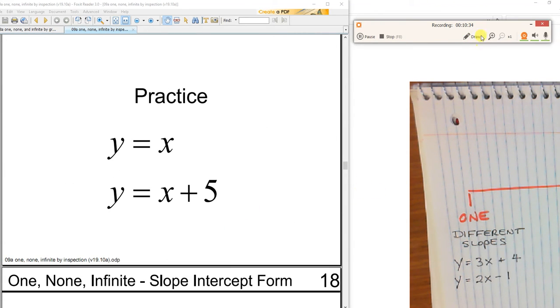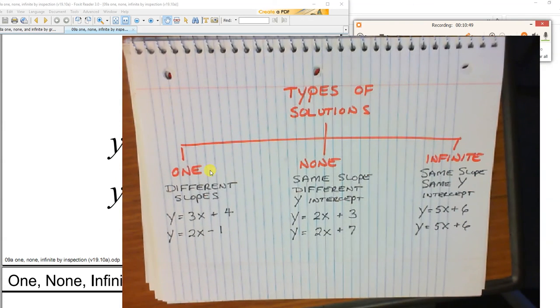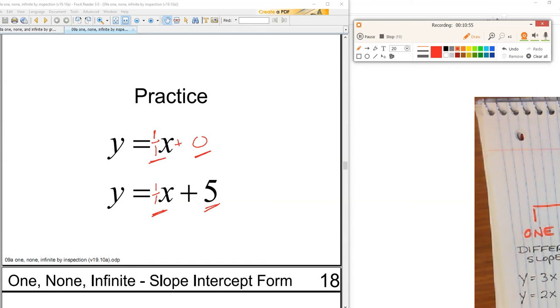Ooh, what are the slopes here? No, let's really make this very obvious what's going on. This is 1 over 1 plus 0. This is 1 over 1 plus 5. Same slope, different intercepts. Same slope, different intercepts means there's no solution. Those lines are parallel.